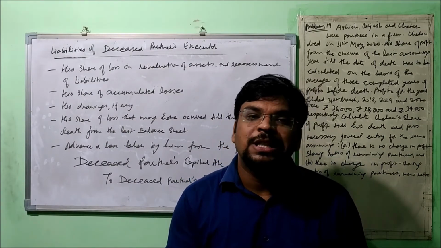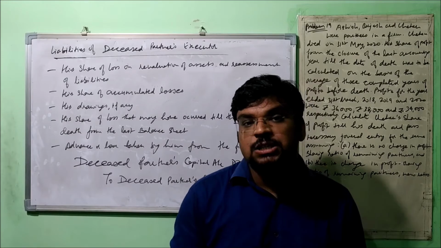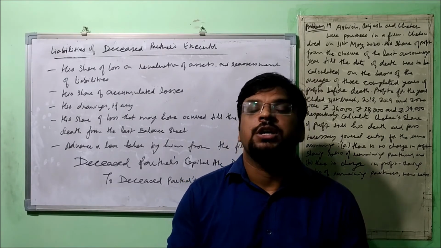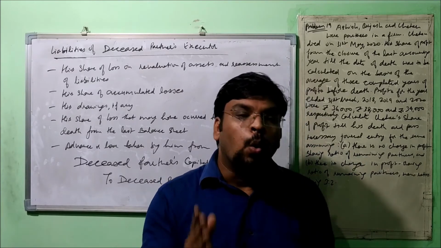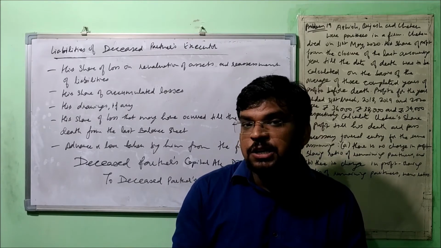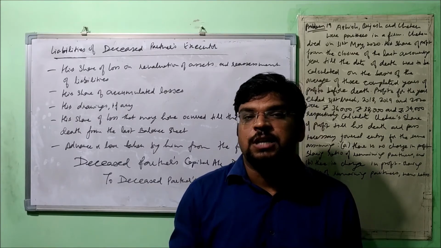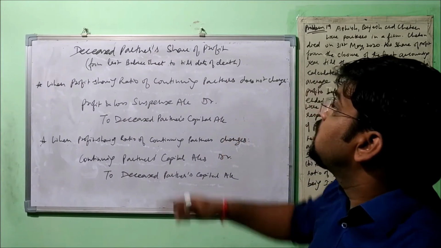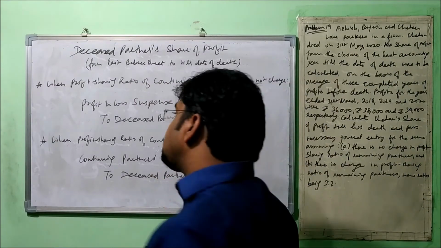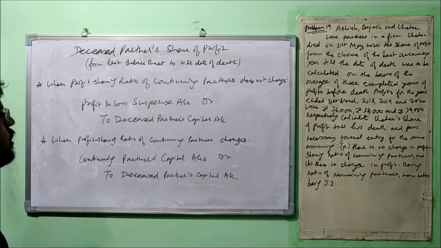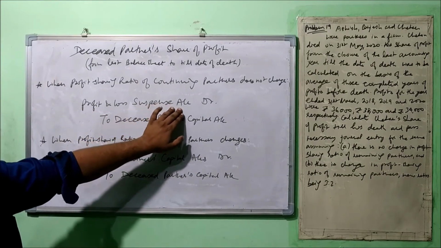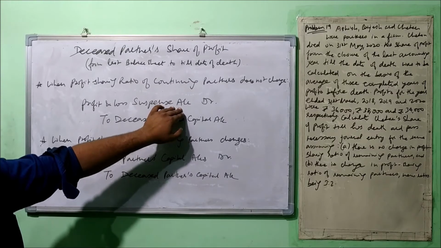For that there are two cases. One case is when continuing partners are not going to change their profit sharing ratio, and another is when continuing partners are going to change their profit sharing ratio. The journal entry differs in the two cases. So, deceased partner's share of profit from the last balance sheet till the date of death: if there is a profit, then profit and loss suspense account is debited. Why? Because this is the profit in the middle of the year.